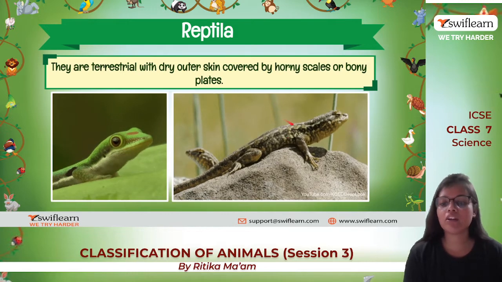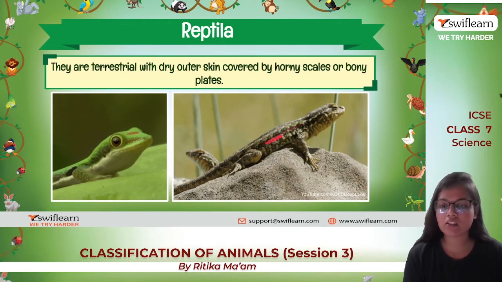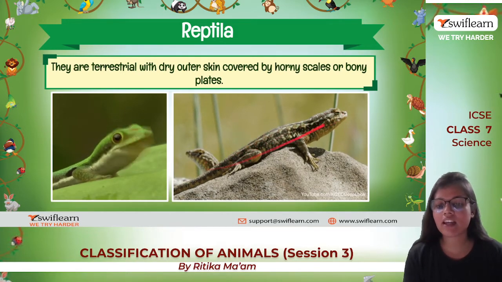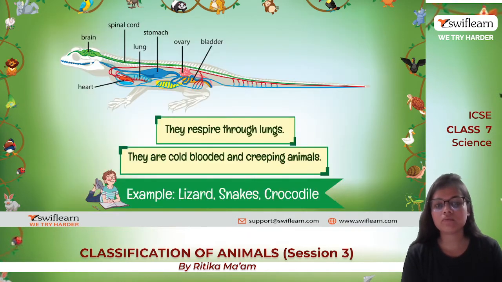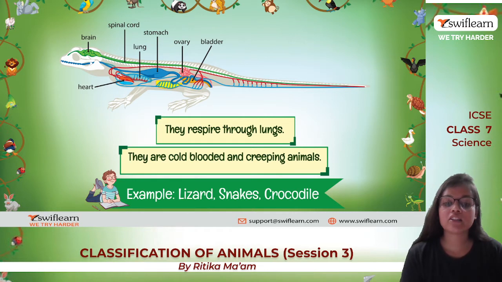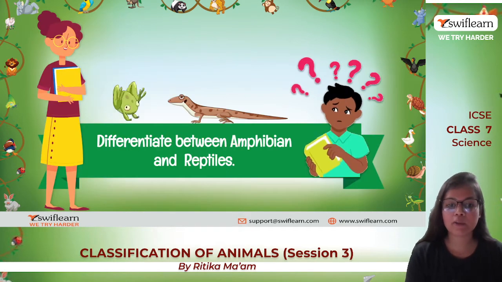Next is Reptilia. They are terrestrial, they live on land, and they have an outer skin which is dry and covered by horny scales or bony plates. Here you can see the scales and the bony plates cover their body. They respire through lungs since they live on land, and they are cold-blooded and creeping animals, so they creep on the ground. Examples are lizards, snakes and crocodiles.